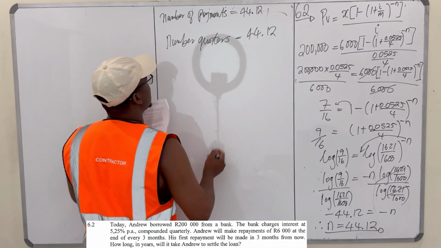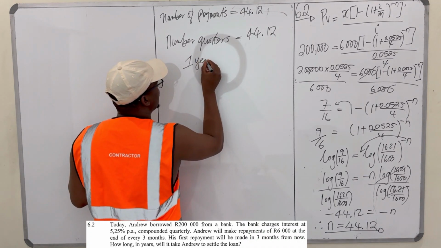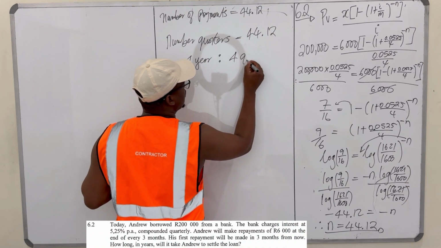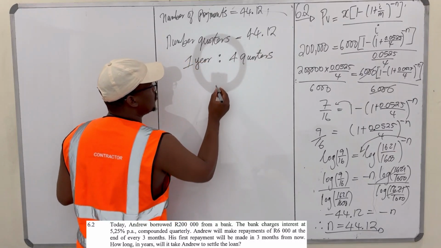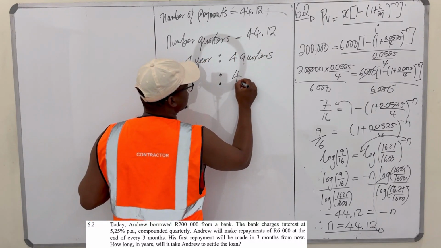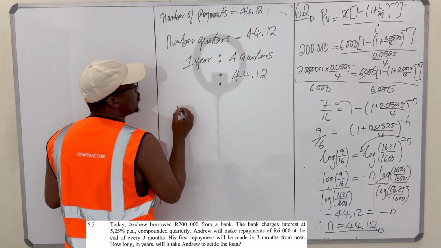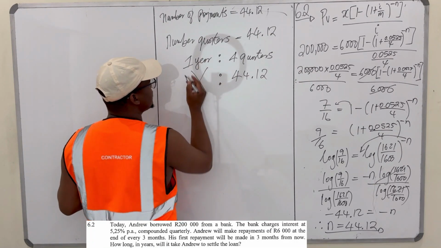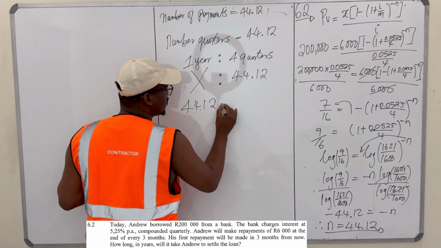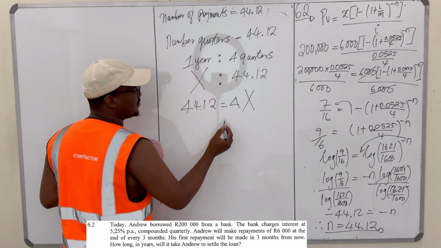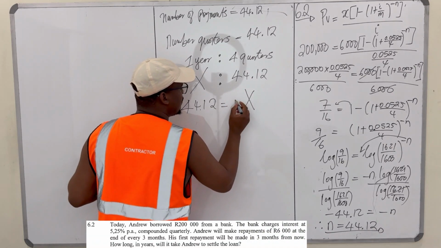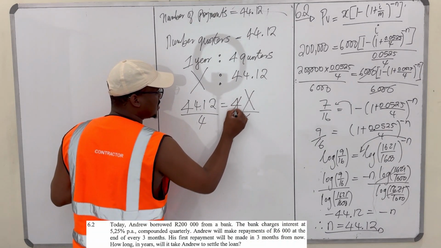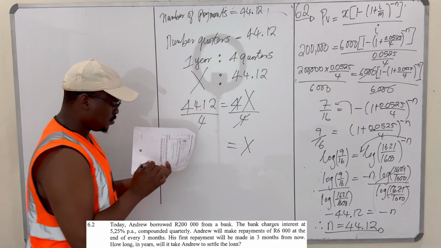So now we know that 1 year is equal to 4 quarters. That's what we know. But now we have this number of quarters, 44.12 quarters. What do we want? We want the number of years here. What do we do? Just cross multiply. This 44.12 is equal to 4 times x, which is our number of years. In this case, I'm using x to be the number of years. Then divide by 4, divide by 4. So x, which will be your number of years, is equal to the answer of that.